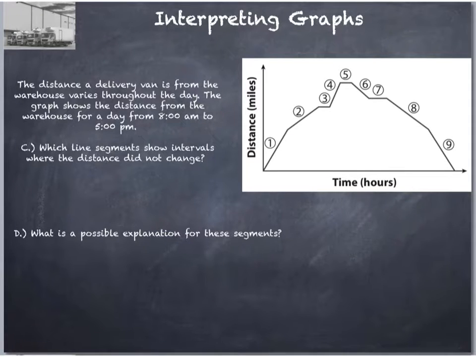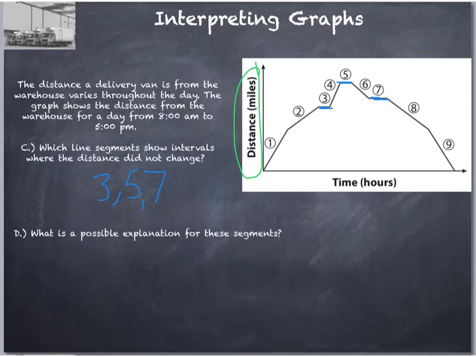Okay, so now which segments show intervals where the distance did not change? Remember the y-axis is our distance, right? In order for the distance not to change, we'd need a horizontal line. We wouldn't be moving on the y-axis. Obviously, time would still keep ticking, we just wouldn't be moving. And if you look at this graph, the 3 segments where we have that horizontal line would be 3, 5, and 7. So that would be 3, 5, and 7 for our segments where distance does not change.